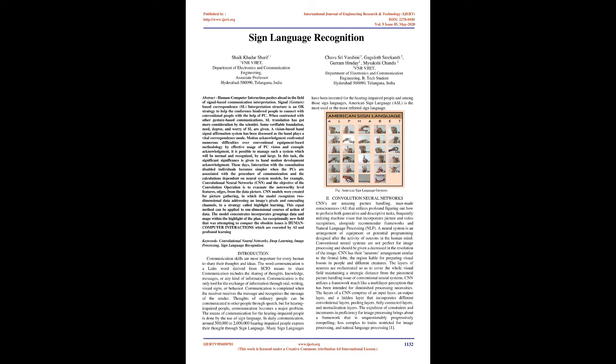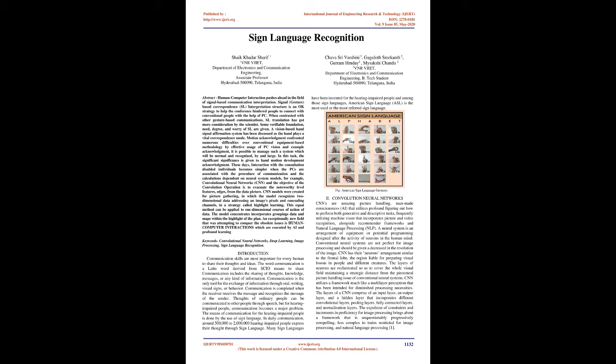Thoughts of ordinary people can be communicated to other people through speech, but for hearing-impaired people, communication becomes a major problem. The means of communication for hearing-impaired people is done by the use of sign language. In daily communication, around 500,000 to 2 million hearing-impaired people express their thoughts through sign language. Many sign languages have been invented for hearing-impaired people, and among those sign languages, American Sign Language, ASL, is the most widely used. Figure: American Sign Language gestures.